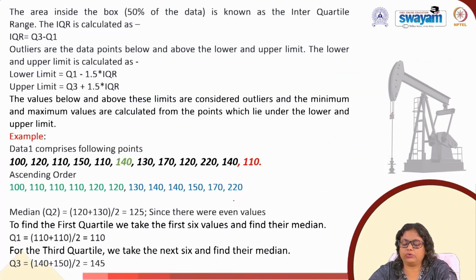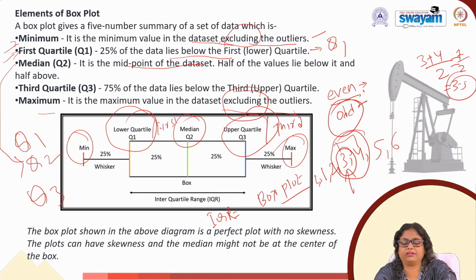So what is IQR? Here you can see IQR is Q3 minus Q1. So there is a need to calculate Q1 first, then we calculate Q3, then Q2, then we can calculate the minimum and the maximum, and then we can find out what the outliers are.